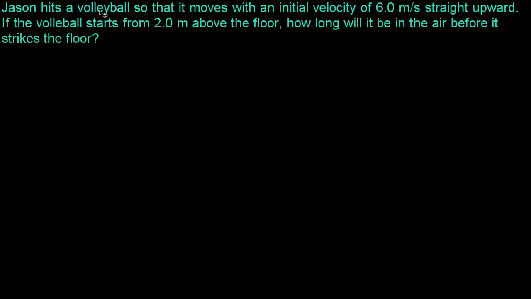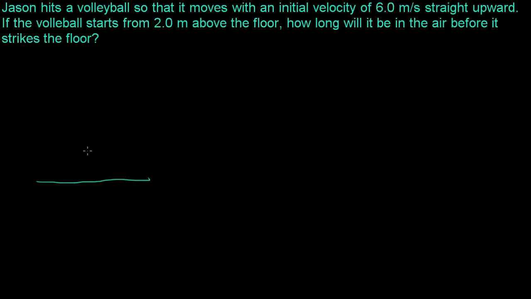Here's a problem. It says Jason hits a volleyball so that it moves with an initial velocity of 6.0 meters per second straight upward. If the volleyball, and I spelled volleyball wrong, get over it, starts from 2 meters above the floor, how long will it be in the air before it strikes the floor? Alright, so the first thing we need to do here is draw a picture, so we can start to try to figure out what's going on here.